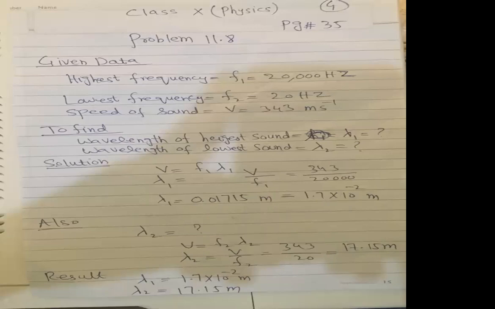I repeat this numerical for you again. The highest frequency sound humans can hear is about 20,000 hertz. What is the wavelength of sound in air at this frequency at a temperature of 20 degrees Celsius? What is the wavelength of the lowest sound we can hear, of about 20 hertz? Assume the speed of sound in air at 20 degrees Celsius is 343 meters per second.